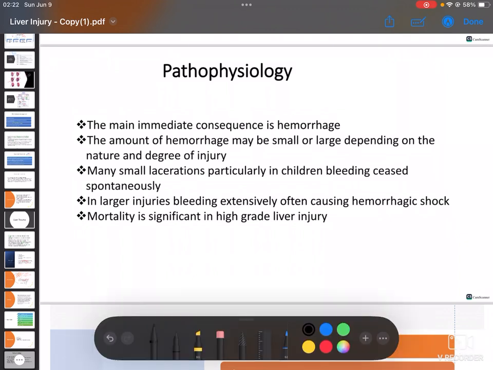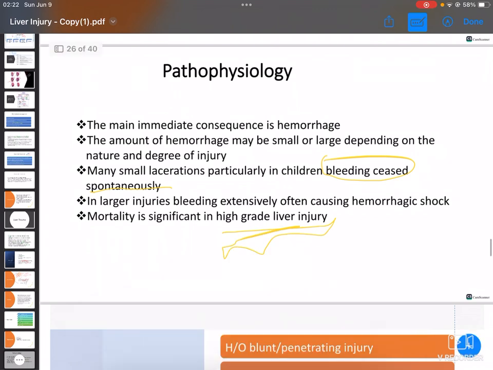Particularly in children, the bleeding ceases spontaneously. In larger injury, bleeding extensively often causes hemorrhagic shock. So if there is extensive bleeding, the patient could go into hemorrhagic shock. Mortality is significant in high grade liver injury. If we cannot manage it very well, the mortality rate is very high.